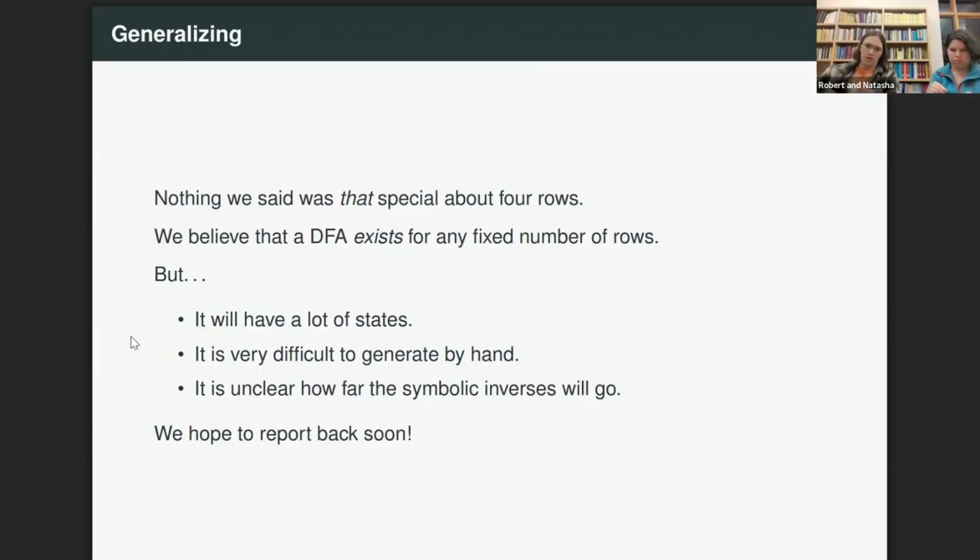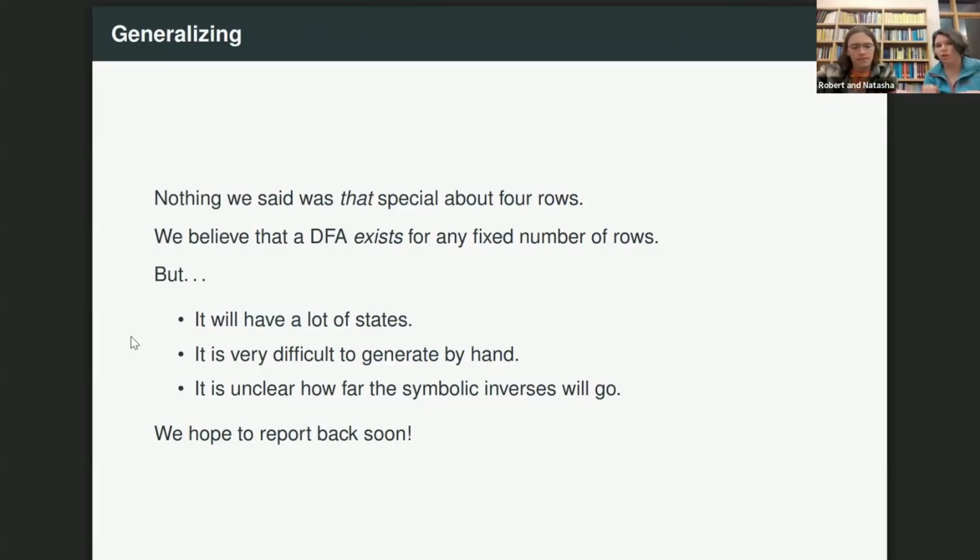We are almost certain that a DFA should exist for any fixed number of rows. Almost certain enough that I would say theorem: for every number of rows, there exists a DFA. There are some problems with that, though. And the problems are that we haven't actually constructed it yet to check that this is right. And here are some of the problems that we anticipate. Problem 1: a DFA for more than 4 rows will have a lot of states, way, way more states than what we saw here for the 4 case.